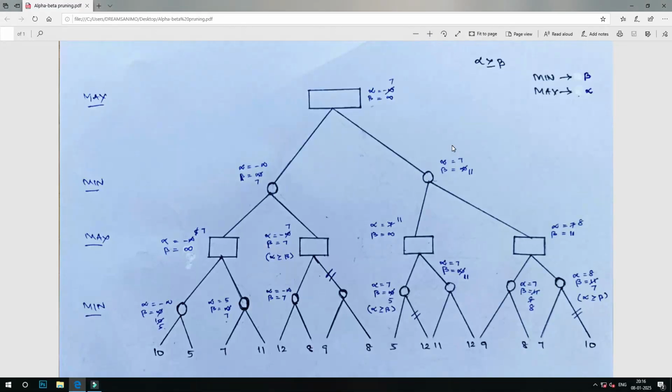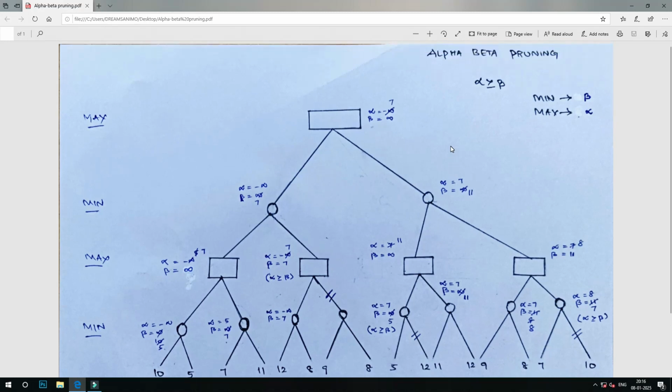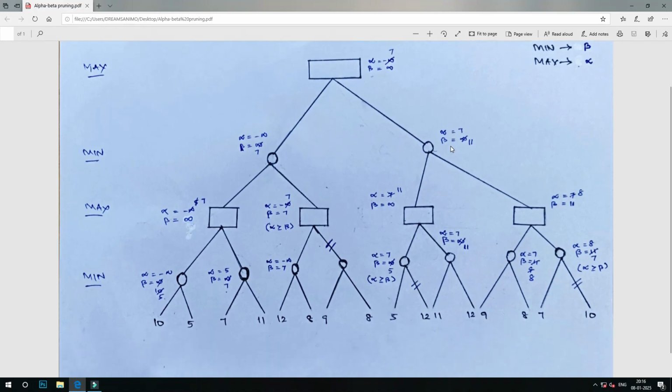Hello viewers, today we are going to see about the alpha beta pruning project. Okay, here's the diagram for alpha beta pruning. Here's the tree for alpha beta pruning. How the tree is going to get pruned if the conditions are satisfied.